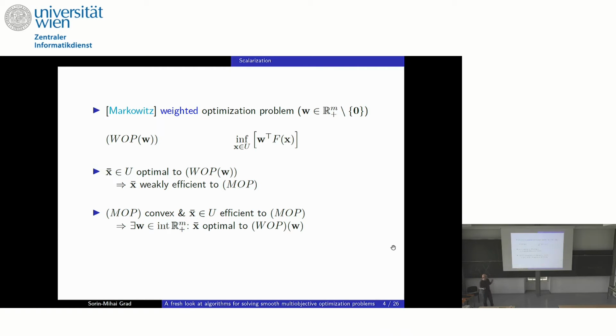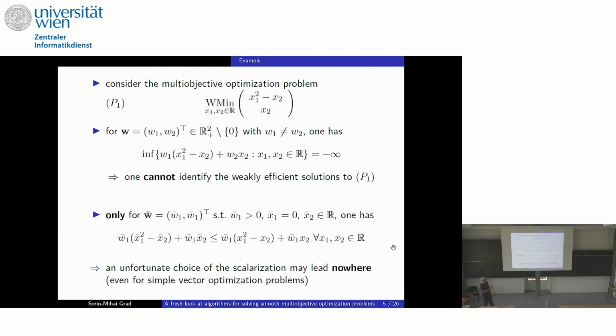Vice versa, it doesn't go as easily. You need the convex problem and an efficient point, then you get the existence of w. So the weights are tricky. If you have a good weight, of course, you can solve the attached scalar problem, and life is good. You can go enjoy the sun. However, if you don't have good weights, such as it happens, for instance, in this example, then life is not as good, and you need to try again until you find the right or a good weight, a good combination of weights.